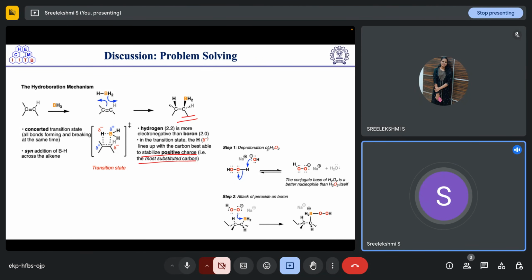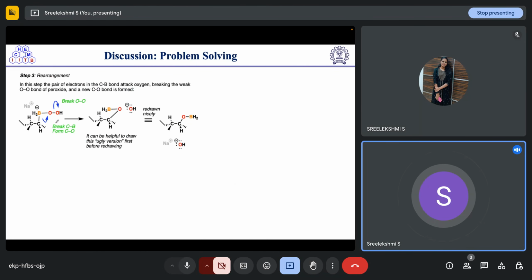Then, after getting this organoborane, when we treat it with H2O2 and NaOH, first OH minus takes the proton of H2O2 to form its conjugate base, which is a better nucleophile than H2O2. Then this peroxide attacks the boron to form this intermediate. Once that is formed, the pair of electrons in the carbon-boron bond attacks oxygen. So this bond shifts here, and the peroxide oxygen-oxygen bond is a very weak bond, so it will cleave. That results in the formation of this species, which we can draw as this one.